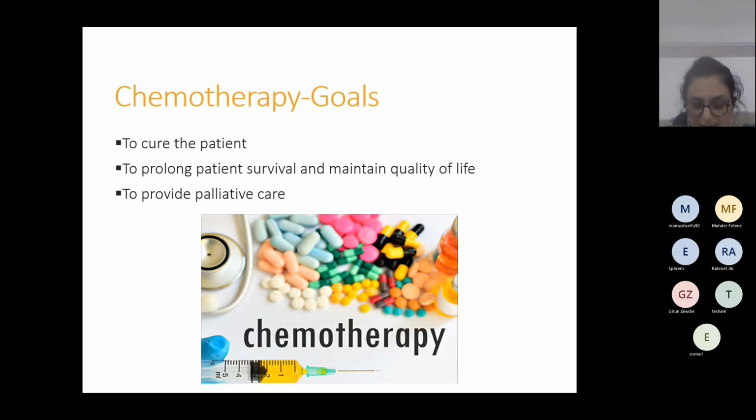So that is palliative care. So you give a treatment to make the patient free from the symptoms and to at least live till the time the patient will survive in a peaceful manner. So that is palliative care.